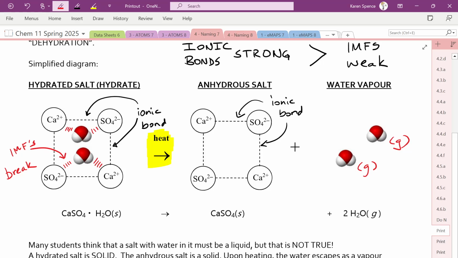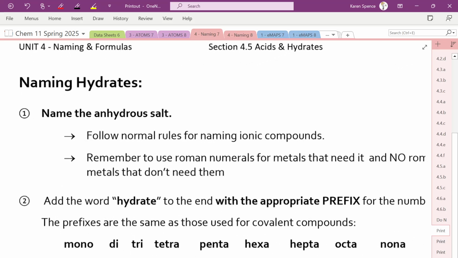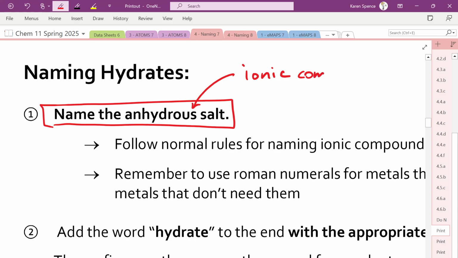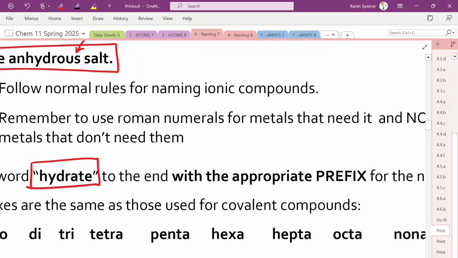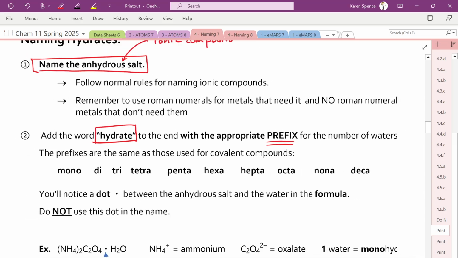Okay? And now we're going to learn how to name them. Naming them is pretty straightforward. So basically, you name the anhydrous salt, which means you are naming an ionic compound. Do you know how to name an ionic compound? Yes. And then afterwards, we add the word hydrate with the appropriate prefix. And what are the prefixes? Mono, di, tri, tetra, penta, hexa, hepta, octa, nona, deca.